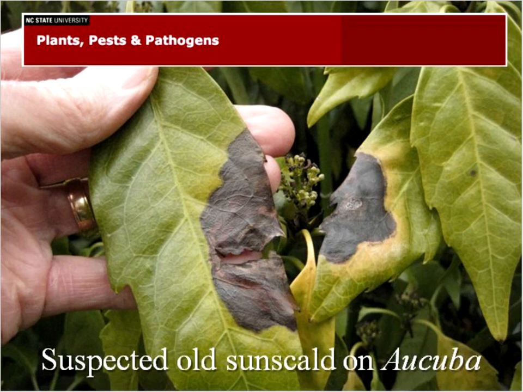Right, here's another example of what I believe is sunscald, but this is old damage on an Aucuba shrub here on campus. And again, you get these large blotches. In this case, it turned black. And in this case, also just one per leaf. So we're not seeing a lot of little spots like we might see with an infectious disease. Well, I'm not saying you couldn't have more than one on a leaf.